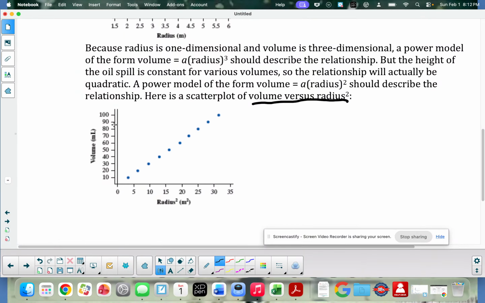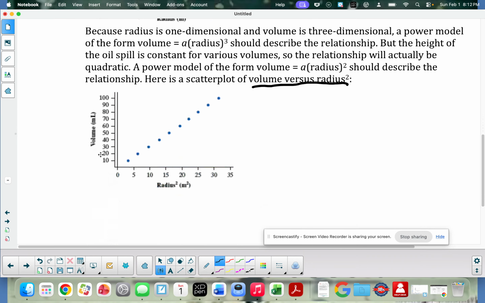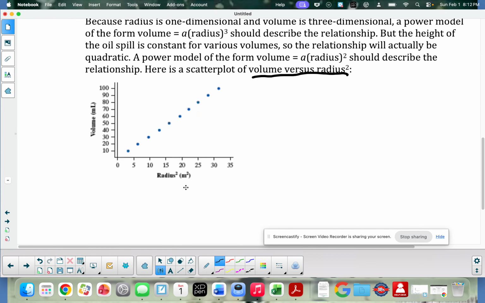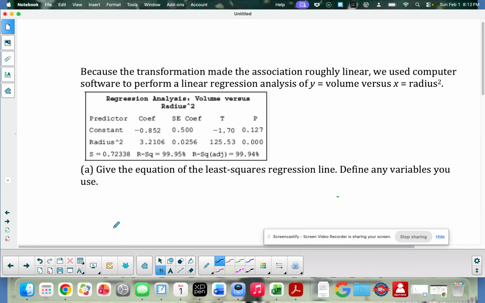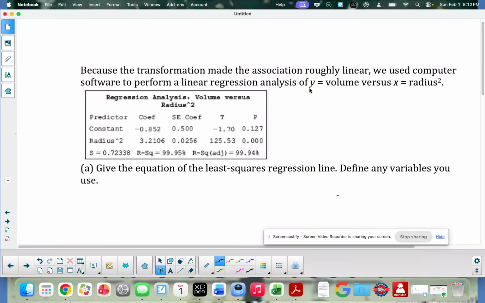Notice, like I told you all on the graphs about making sure you're putting your titles and your units and all that stuff, they have actually showed you what they have done to achieve this. Your volume is still in milliliters, just like it was on the original, but now your radius, which is meters, has been squared. And they're showing you that. All right, so the computer output for this, and they even tell you, there's your y equals volume and your x equals radius squared, and you're going to write the least squares regression line in that form.